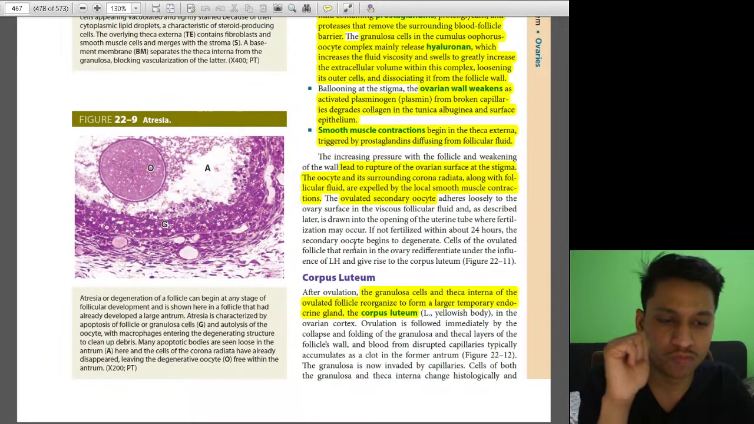Cells of the ovulated follicle that remain in the ovary redifferentiate under the influence of LH and give rise to the corpus luteum.